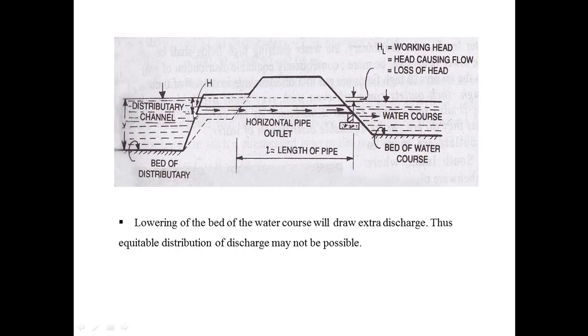So water enters from here, and because of this working head, water enters the pipe and moves into this water course. Lowering of the bed of the water course will draw extra discharge. Thus, equitable distribution of discharge may not be possible. So, if you lower the bed of this water course, then you can get the extra discharge. This is the bed of the water course. If you lower this, you will get the extra discharge from the distributary channel.